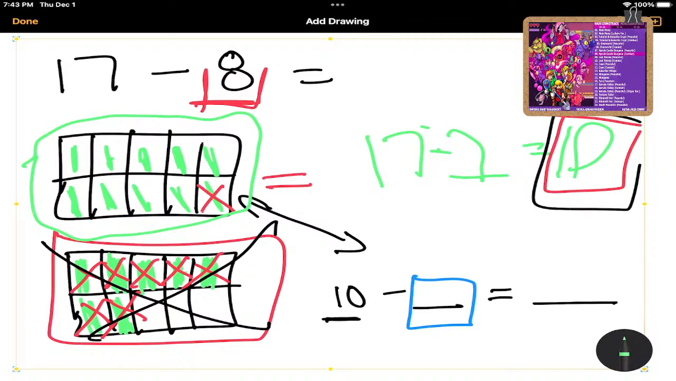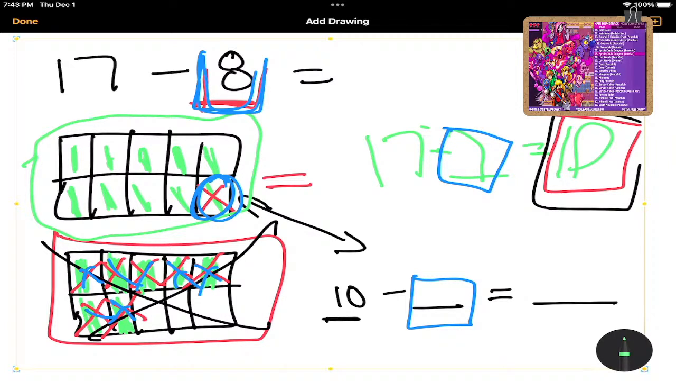This number is how many you're subtracting, right? So we did 7, right? So 1, 2, 3, 4, 5, 6, 7. But how many are we supposed to subtract? 8. But we subtracted only 7. What's missing? Okay, so we have to subtract one more, right? Because there's only one here. So what number goes here? Okay. 10 minus 1 is what? Okay. So what's the answer?